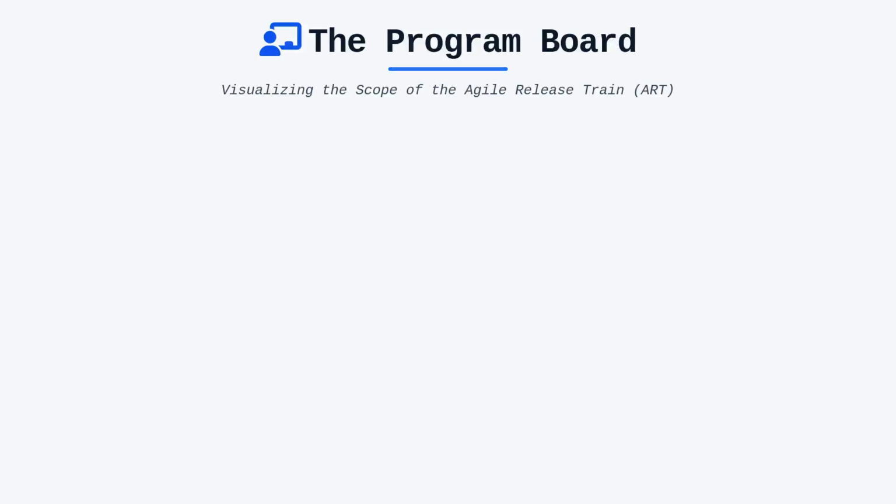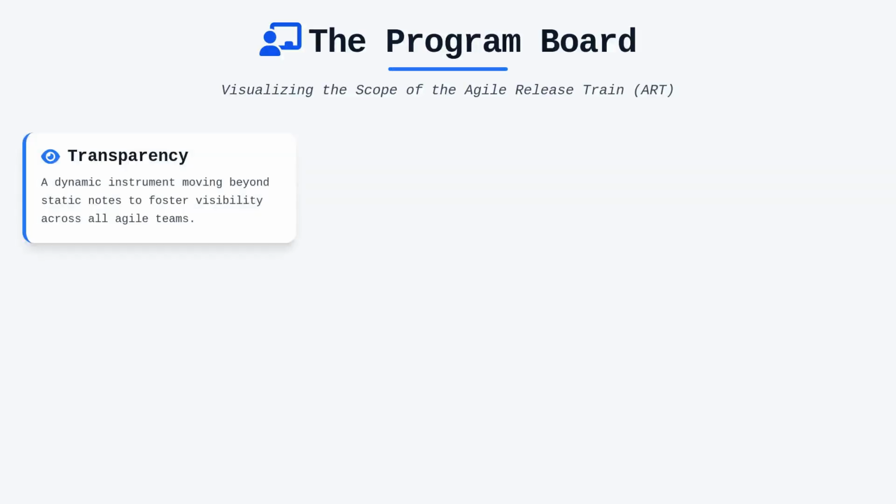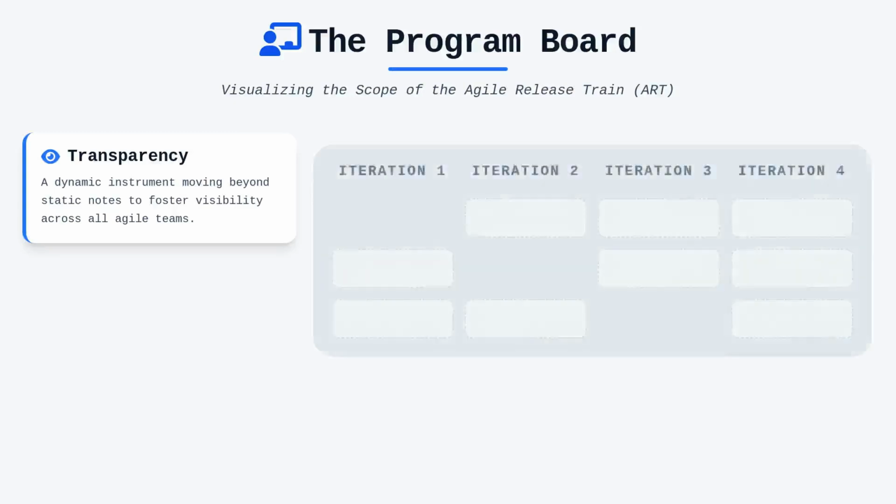The program board stands as the primary artifact for visualizing the scope of an Agile release train during program increment planning. It is not merely a static display of sticky notes, but a dynamic instrument designed to foster transparency across multiple Agile teams. When teams engage in the creation of this board, they essentially map feature delivery against the planned iterations of the increment. You will observe columns representing individual iterations, while rows correspond to specific Agile teams responsible for completing their respective features. By placing features in the appropriate intersection, teams identify exactly when they expect to complete work.